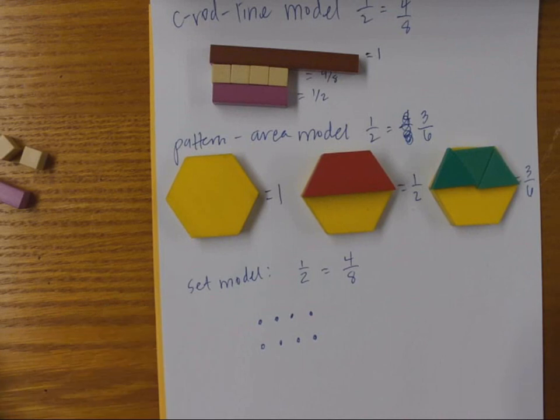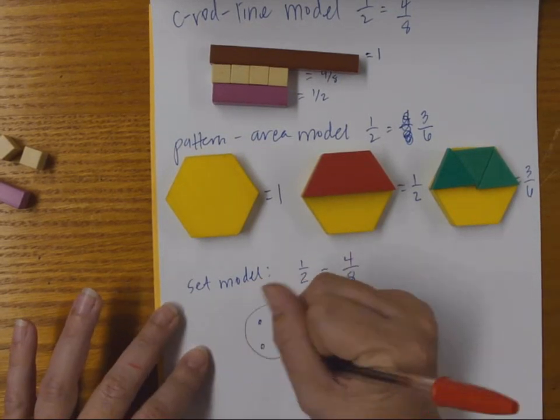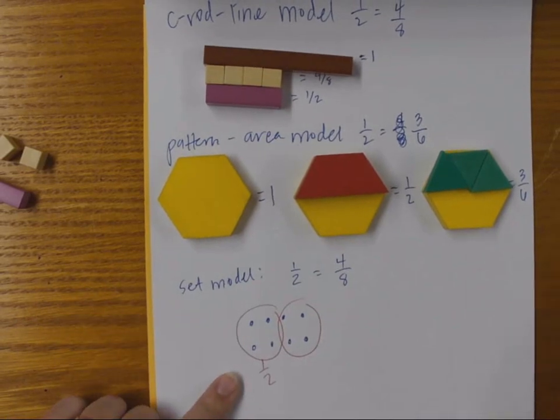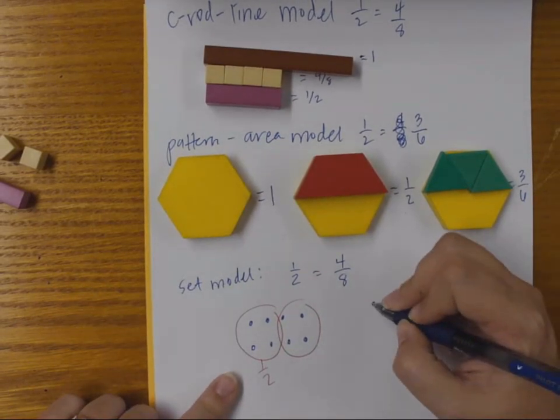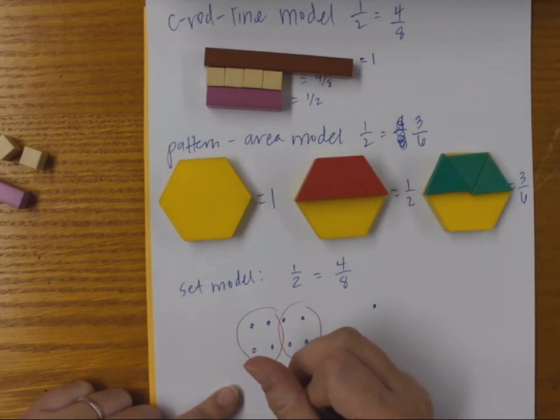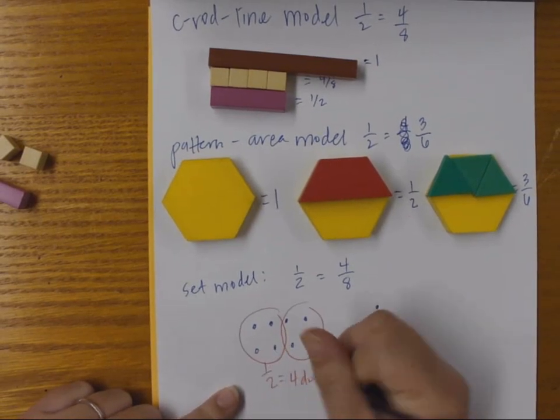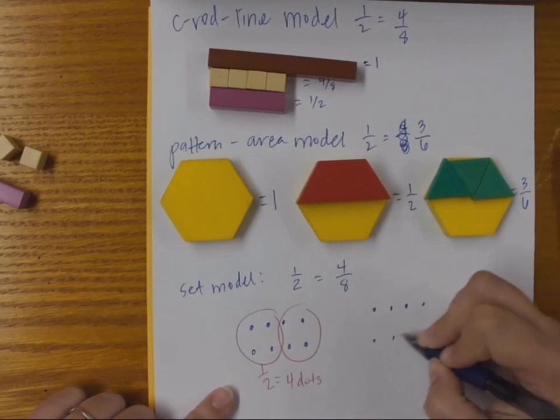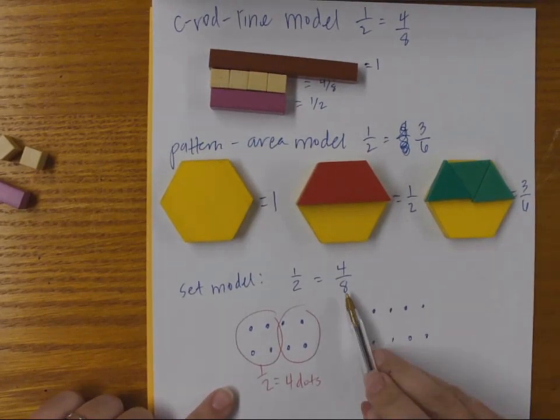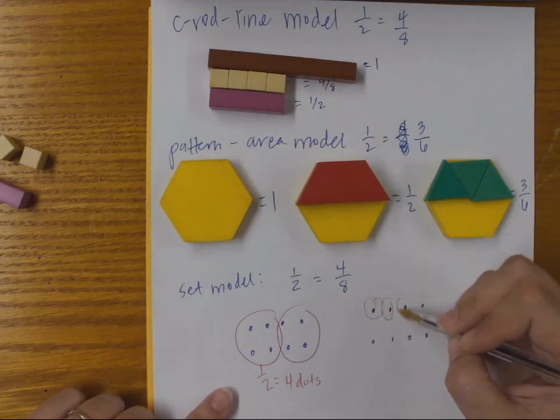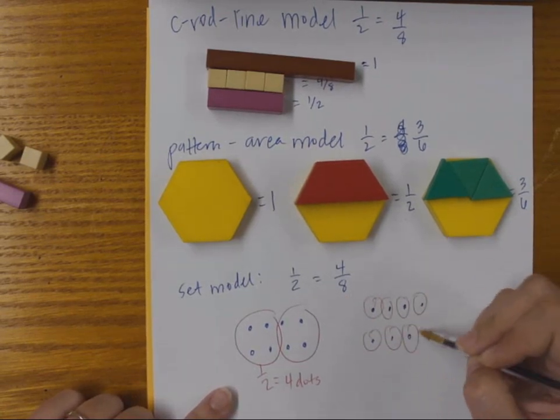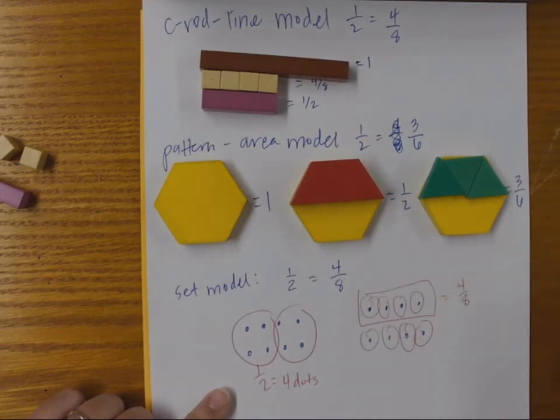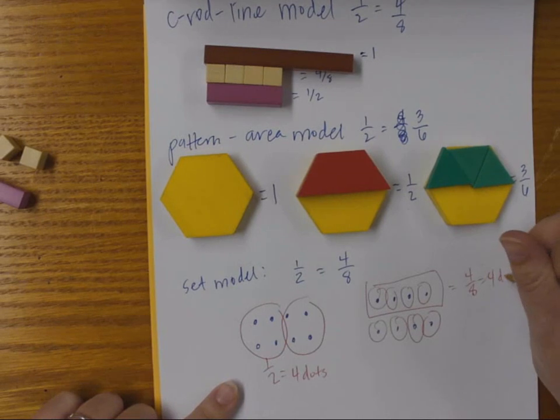Okay, so 1/2 of my set here would be, split your set into 2 groups. This is 1/2. 4/8, so 1/2 is equal to 4 dots in that situation. If I have the same set of 8 dots and I split it into 8 pieces, 1, 2, 3, 4, 5, 6, 7, 8, 4 of them, this would be 4 out of 8, and that's still 4 dots.